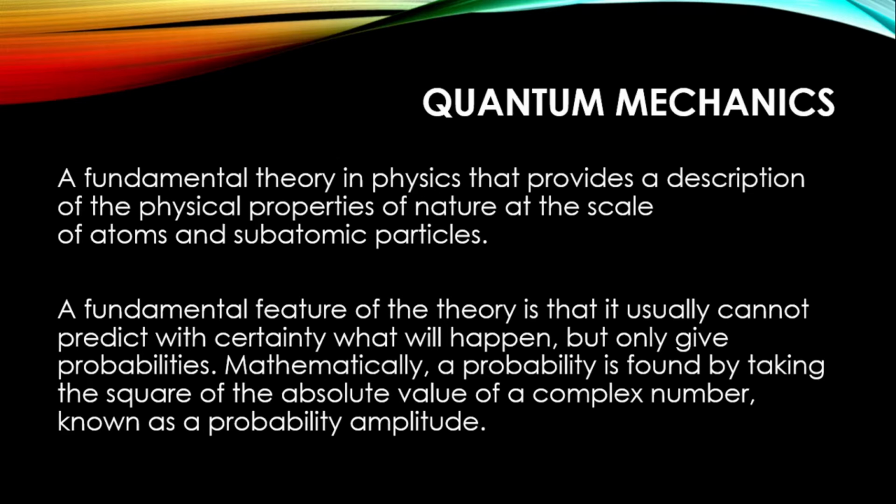A fundamental feature of the theory is that it usually cannot predict with certainty what will happen, but only give probabilities. Mathematically, probability is found by taking the square of the absolute value of a complex number known as a probability amplitude. We'll talk much deeper about quantum mechanics on the next slides.